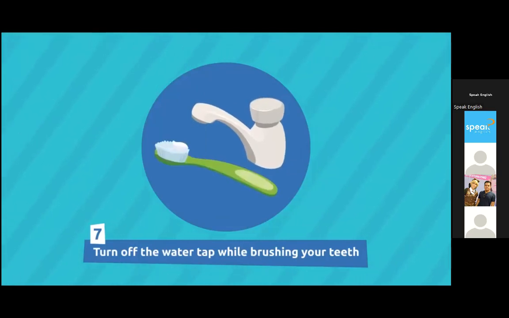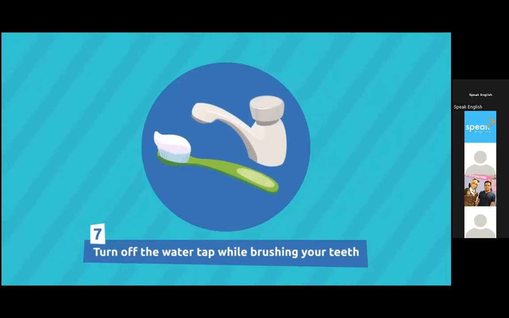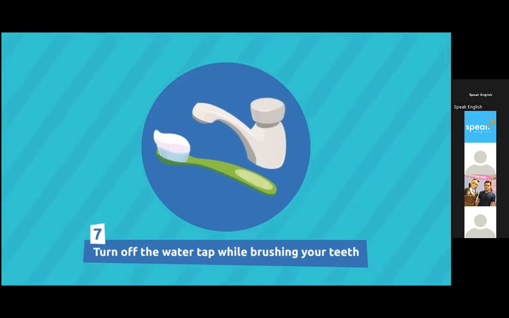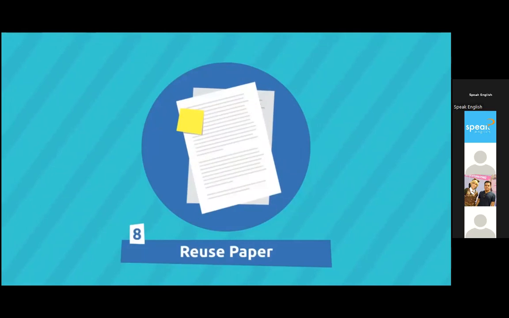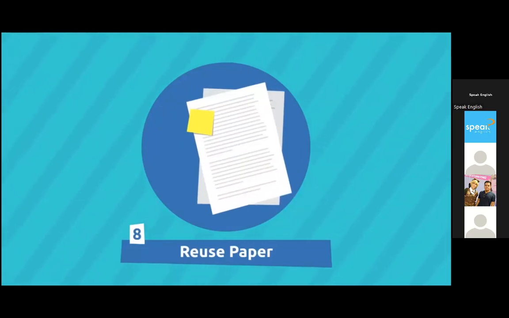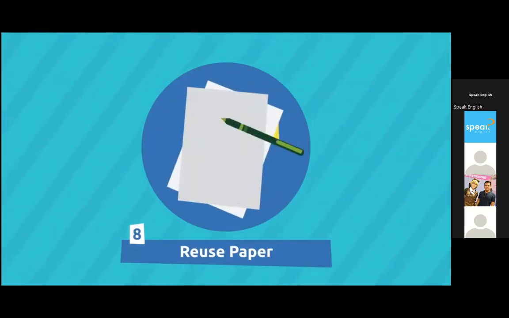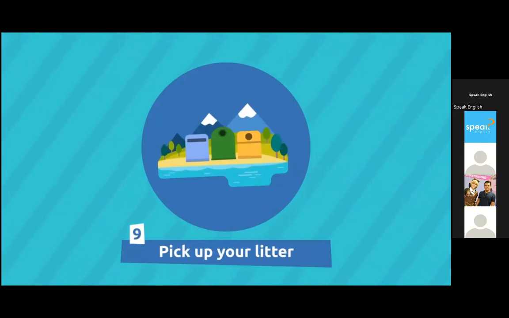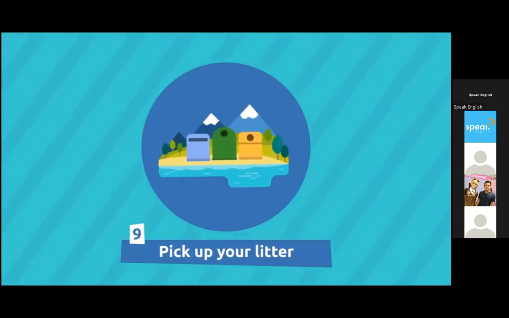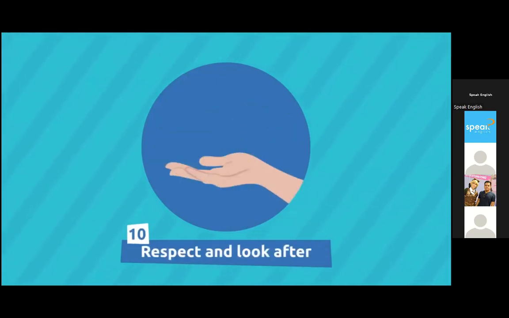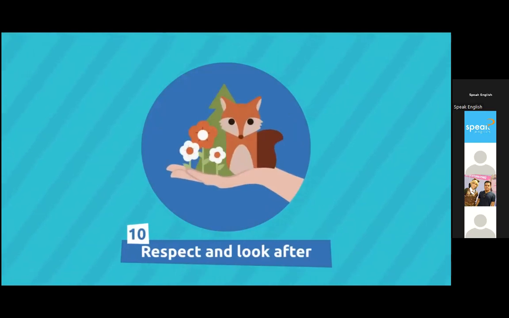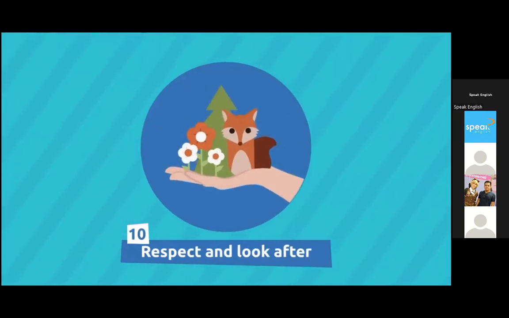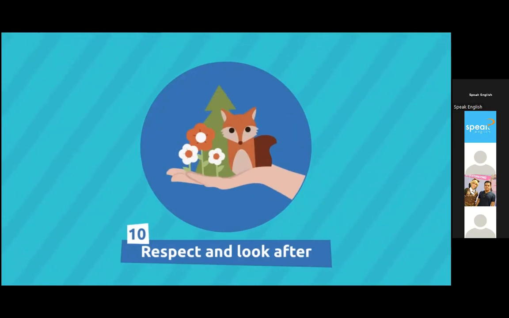Turn off the water tap while brushing your teeth. If you didn't shut off the faucet, you would waste an average of 20 liters every time you brushed your teeth. Reuse paper. For example, remember that you can write on both sides of the sheet to maximize its use. Pick up your litter every time you go to the beach or the mountains. Respect and look after the animals, flowers, and trees around you.